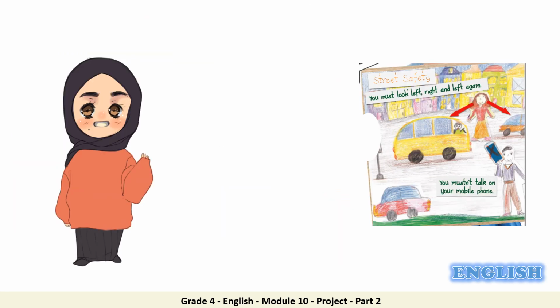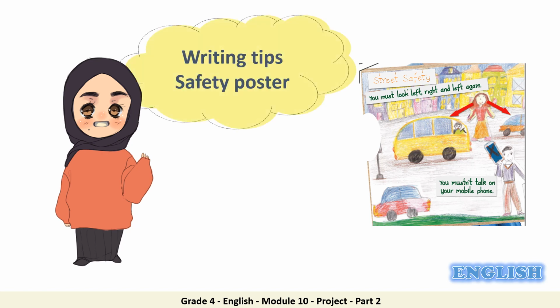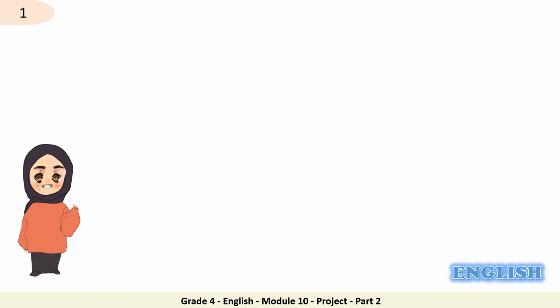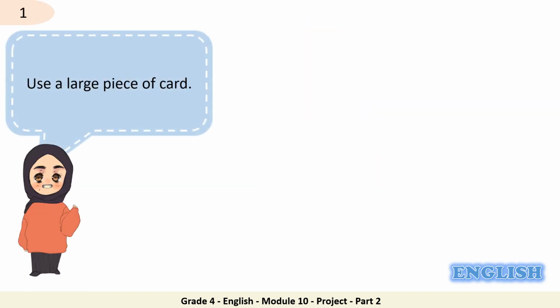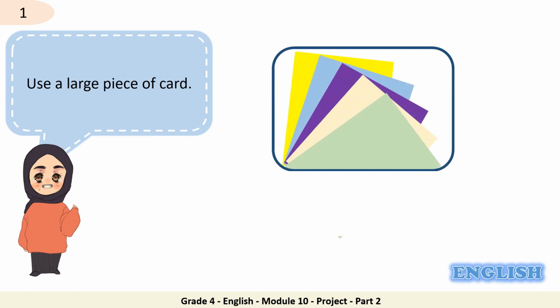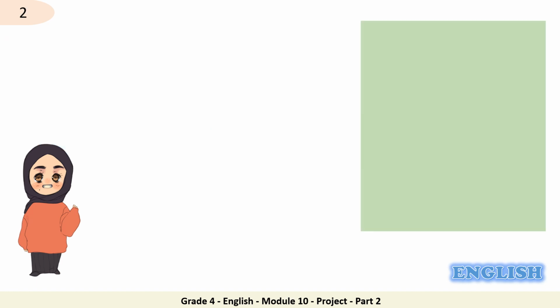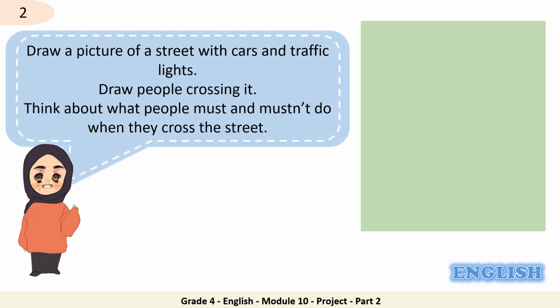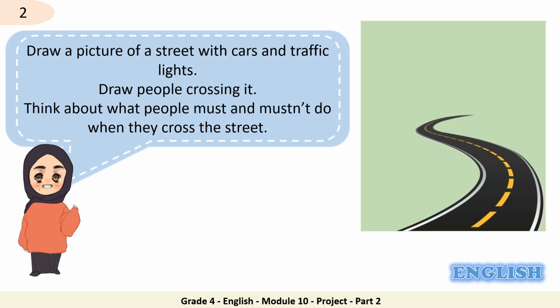To help you understand how to make a safety poster, follow with me with the writing tips. Let's start with the first step. You need to use a large piece of card, and you get to choose whatever color you want. As for the second step, draw a picture of a street with cars and traffic lights. Draw people crossing it. Think about what people must and mustn't do when they cross the street.